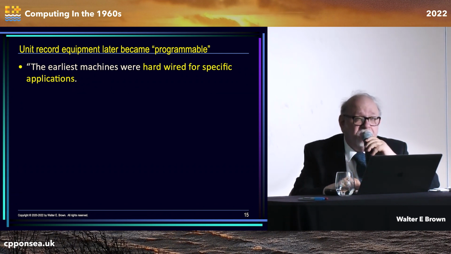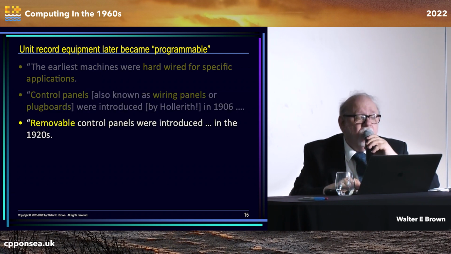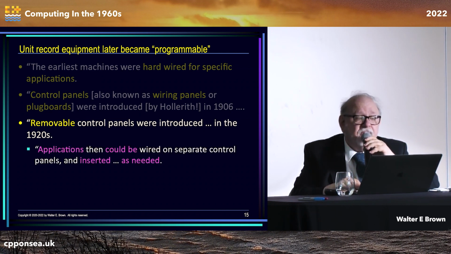These machines were typically hardwired in the early days for specific applications. But then control panels became available. They were introduced by Hollerith himself in 1906. Removable control panels were introduced in the 1920s. And this was wonderful because applications could be wired on separate control panels and inserted as needed. This was programming.